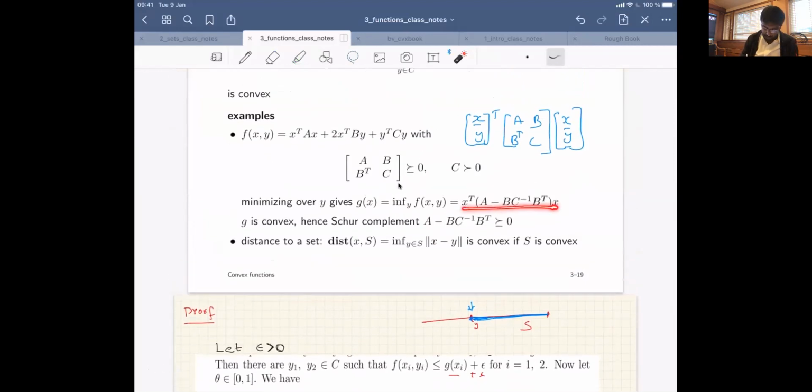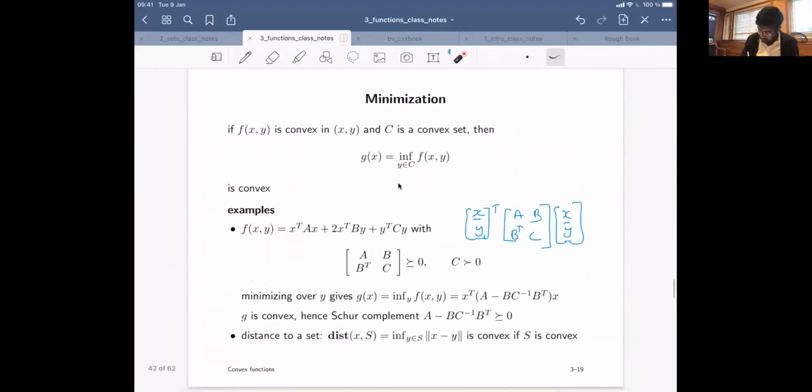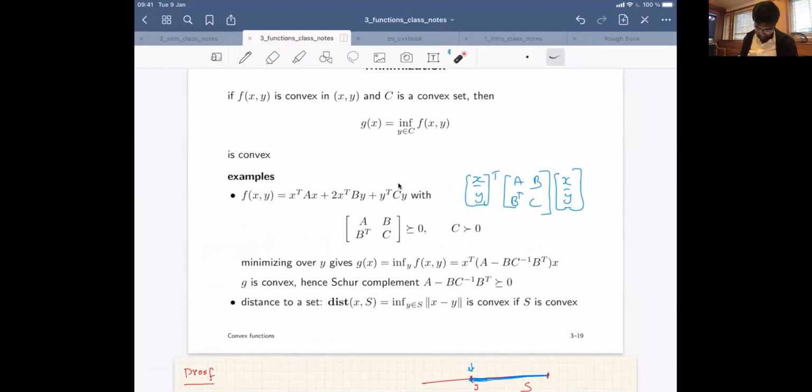We already saw that this preserves convexity. In the proof, or in the solution, we have this term C inverse. This can happen only if C should not be 0. So the conclusion is we have a convex function since this matrix is positive semi-definite, and now we have a solution which is a function in x, and we know that infimum preserves convexity. So the solution is also convex.